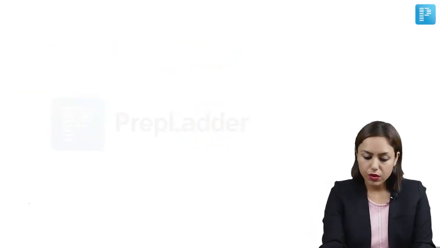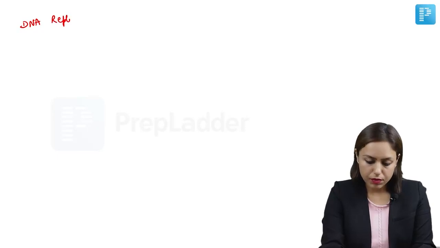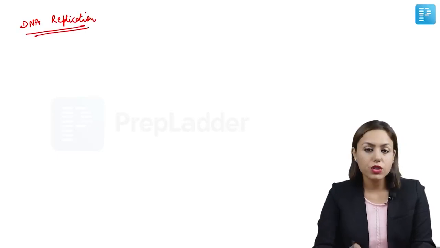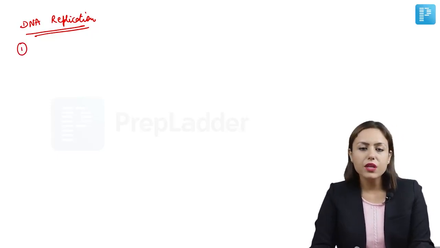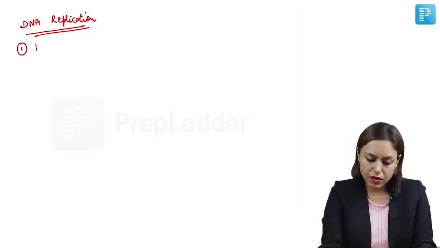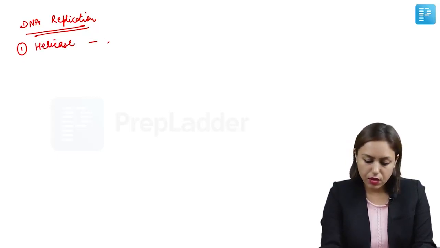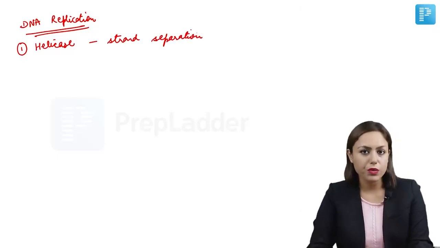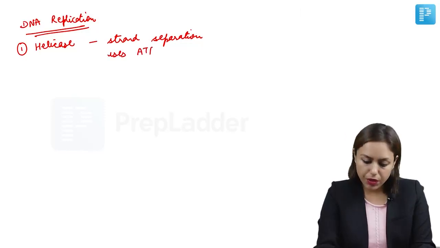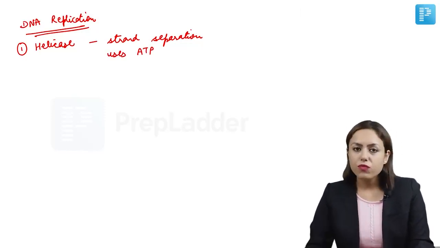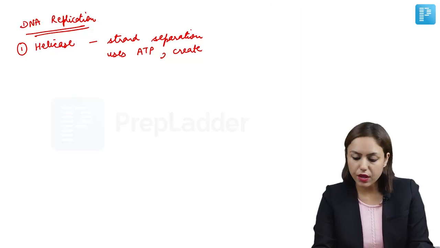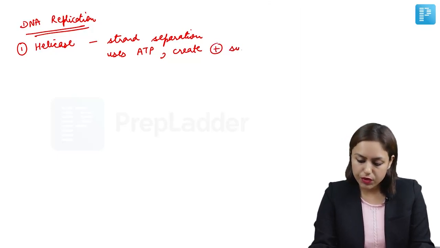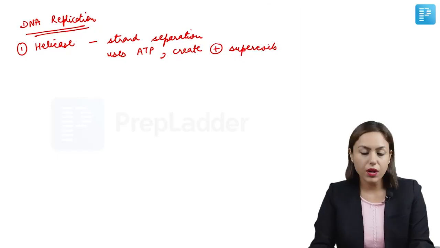Okay. Now, next coming to DNA replication. For DNA replication, we will be doing enzymes in sequence. So, the first enzyme will be separating the strands, that is helicase. Helicase causes strand separation. This enzyme uses ATP for strand separation, and when it is separating the strands, it creates supercoiling ahead in the DNA. So, it creates positive supercoils, right?